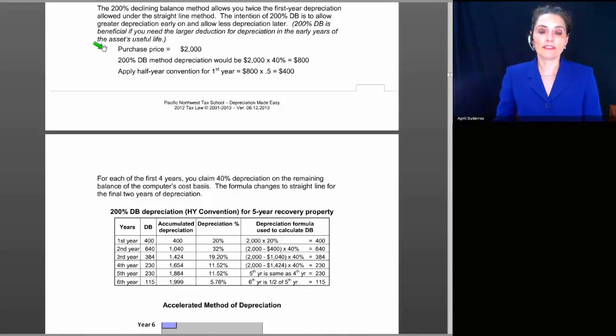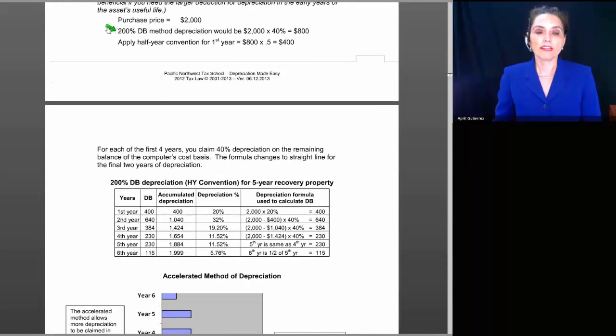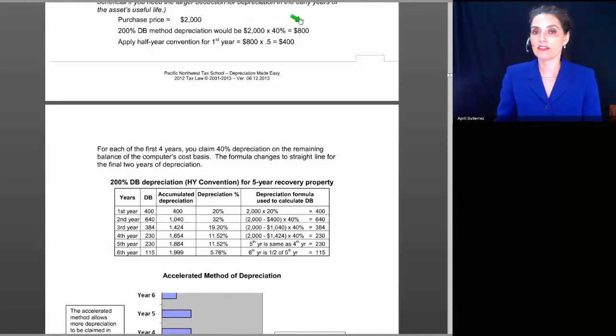So let's take a look again at the computer. Same computer that we applied the straight line method to. Now we're going to take that computer and see what happens to its cost when we recover it under 200% declining balance. We take the purchase price of $2,000, and if we apply 200% declining balance, then the first year depreciation would not be 20%, it would be 40%. And that would give us an $800 deduction, except for the fact that we now have to apply the half-year convention. So in the first year, we'll take that $800, apply the half-year convention, and we're left with a $400 deduction. So $400 is twice what you would get under straight line, which is, of course, $200.